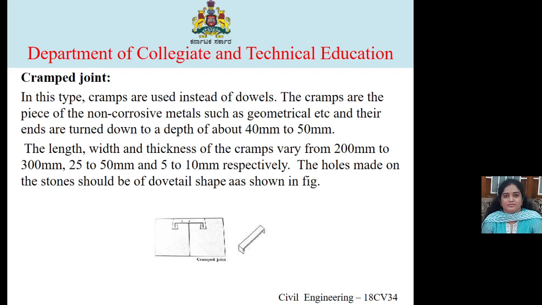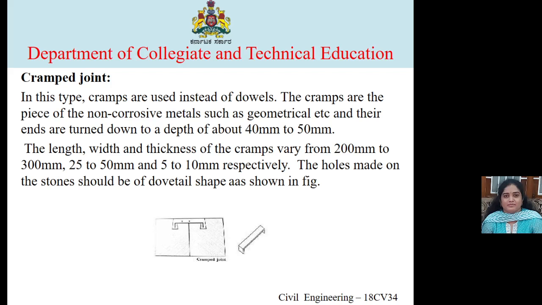In this type of joint, the cramps are used instead of dowels. The cramps are pieces of non-corrosive metals such as gunmetal, copper, etc., and their ends are turned down into a depth of about 40 mm to 50 mm. The height, width, and thickness of the cramps vary from 200 mm to 300 mm, 25 to 50 mm in width, and the thickness is 5 mm to 10 mm respectively.